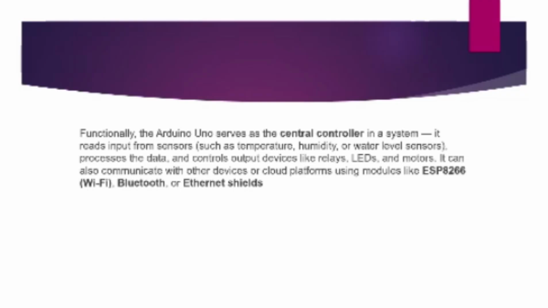Functionally, the Arduino Uno serves as the central controller in a system. It reads input from sensors, processes the data, and controls output devices like relays, LEDs, and motors. It can also communicate with other devices or cloud platforms using modules like the ESP8266, that is a Wi-Fi module, Bluetooth, or Ethernet Shield. In the project, I have used the Ethernet Shield to interface between the Arduino IDE and the Blynk IoT app.